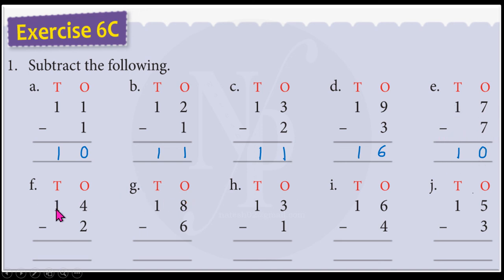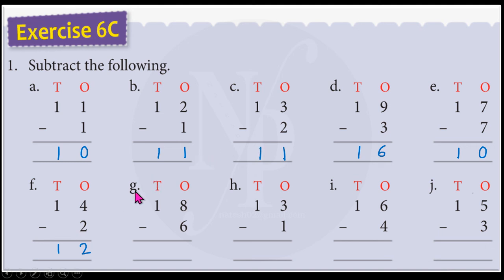Coming to F, 14 minus 2. We subtract 2 from 4, and we get 2 as answer. Subtracting 2 from 4, you get 2. And 1 minus 0 is 1. So therefore, 12 is the answer.